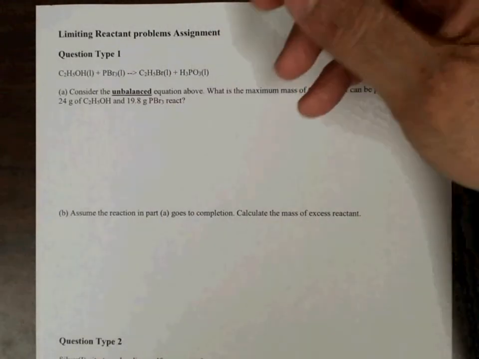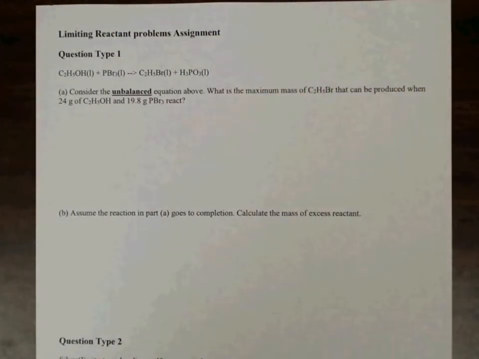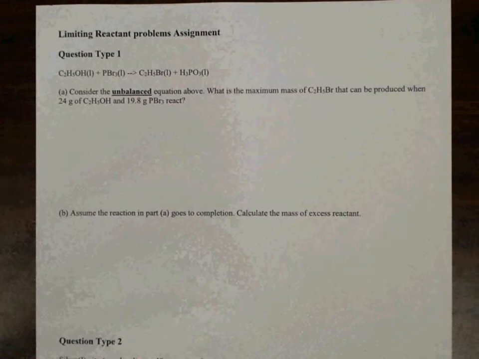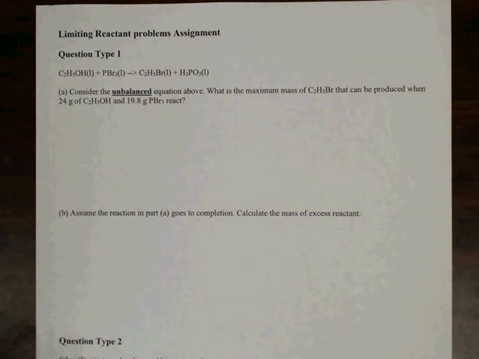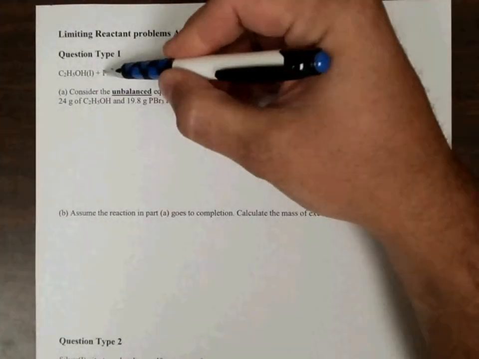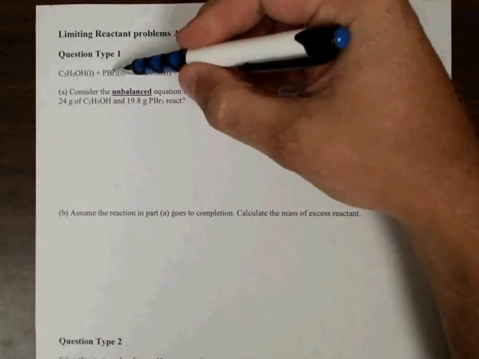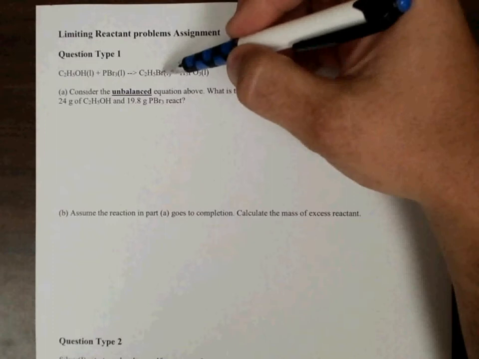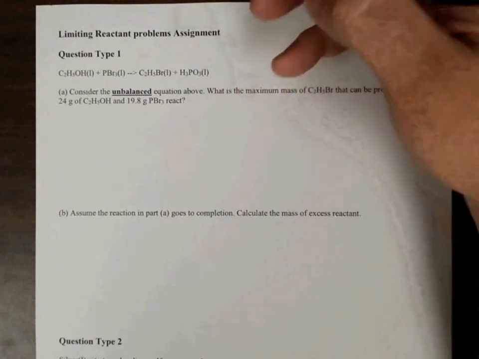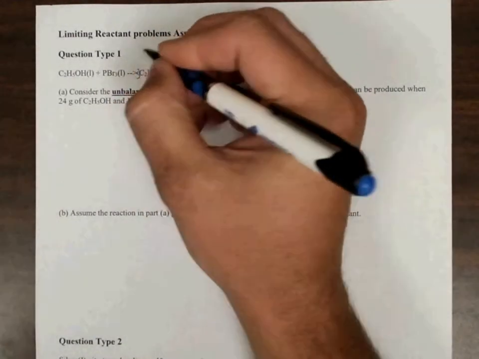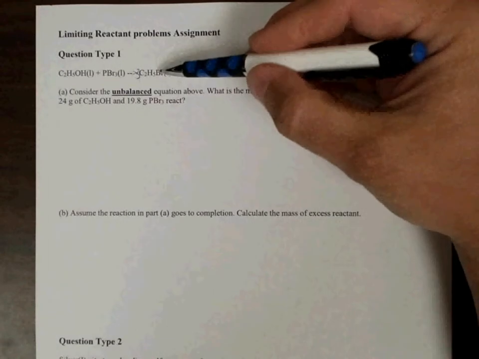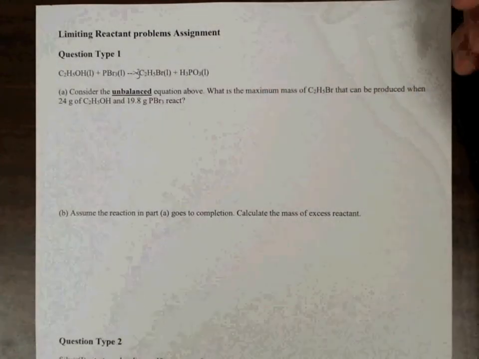So we need to balance this. And if you're looking at this, then you should remember how to balance equations very regularly. I'm going to show you the trick here to make this solve a lot faster. Start with the phosphorus. There's 1 phosphorus on the left, 1 phosphorus on the right. On the left there's 3 bromides, but on the right there's only 1. In order to get 3, we have to put a coefficient of 3 in front of the C2H5Br.